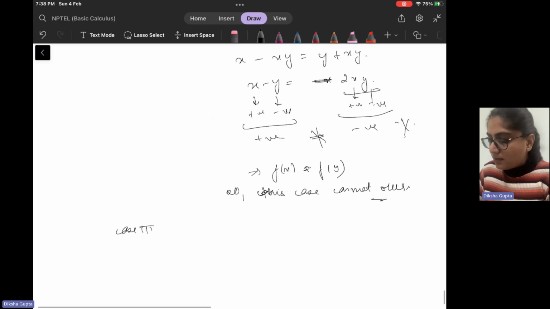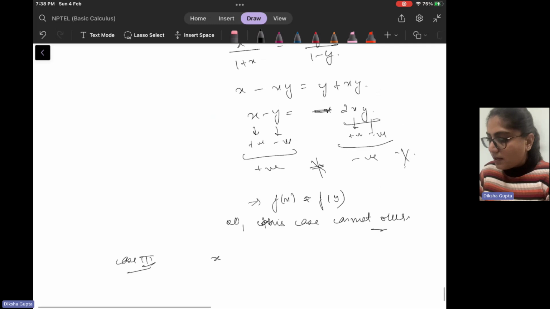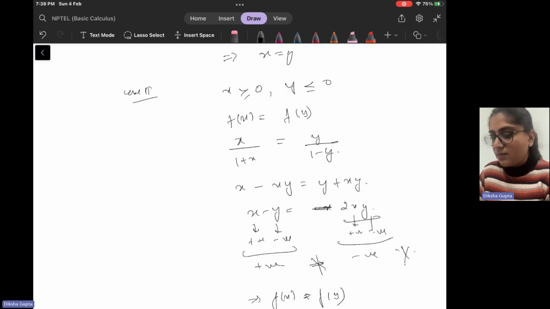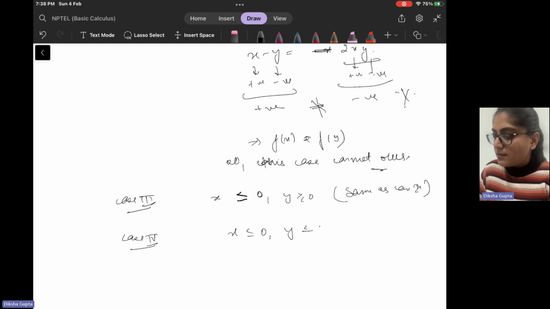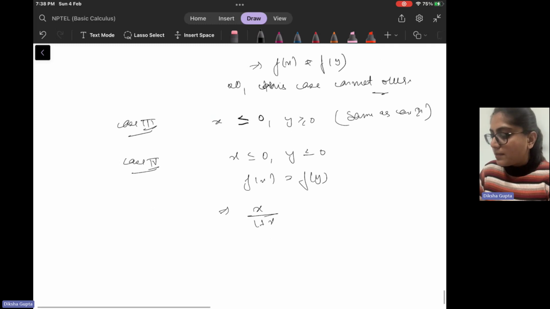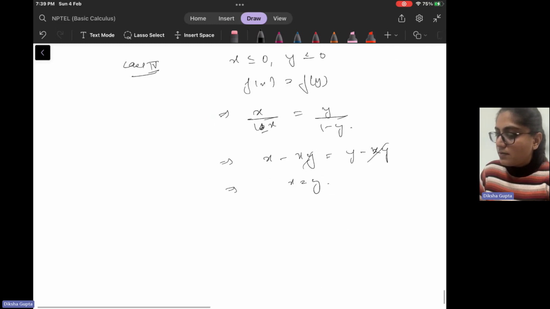Then case 3 can be x less than 0, y greater than 0. Similarly, it can be handled the same as case 2. Case 4: x less than 0, y less than 0, f(x) equals f(y) will imply x/(1-x) = y/(1-y). Cross multiplying: x - xy = y - xy, which implies x equals y. So thus the function is one-one.